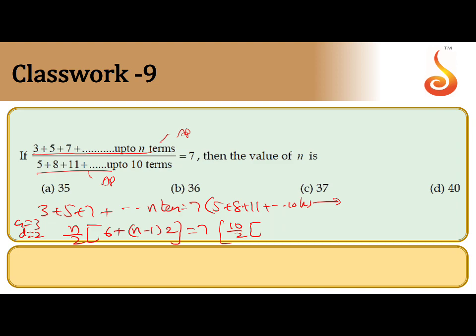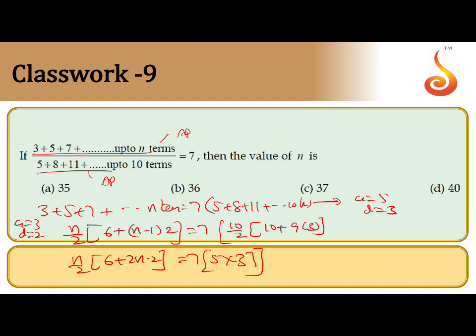Here in this case a is 5 and d is 3. So 2 into 5 is 10, plus 10 minus 1, 9, into d is 3. So here n by 2 into [6 plus 2n minus 2] equals 7 into 5 into, so 27 plus 10, 37. I hope this is clear.